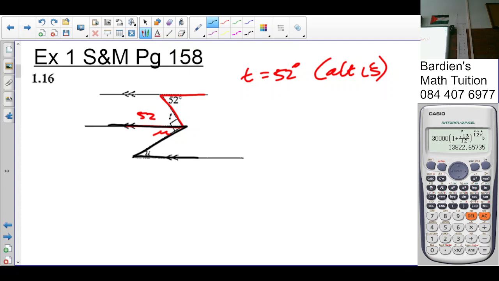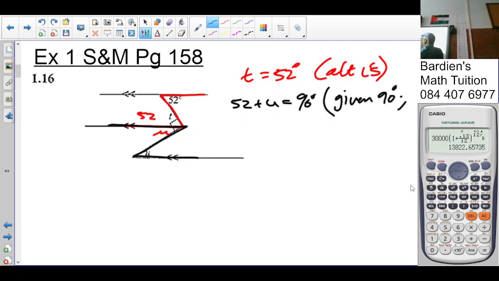And this angle here, 52 plus U, is equal to 90 degrees. Now that theorem that says 52 plus U is equal to 90: that angle on the diagram is given as 90 degrees, so it's given to us, or you can say complementary. And what other theorem did we use? Alternate. So we can solve for U.